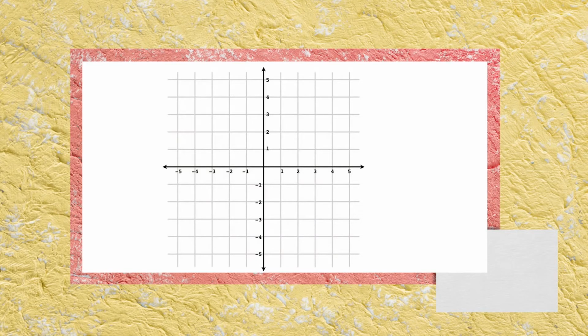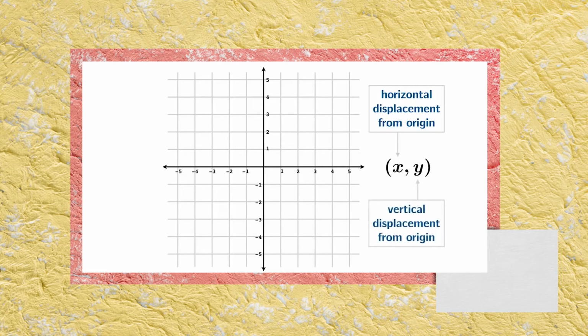But first, let's review the Cartesian coordinate. We have already worked with it before when we plot x and y on a plane, wherein x is telling us the horizontal displacement from the origin, while y is telling us the vertical displacement from the origin.